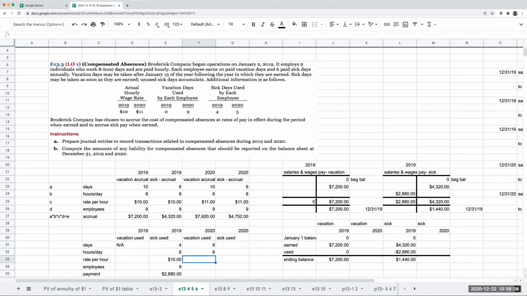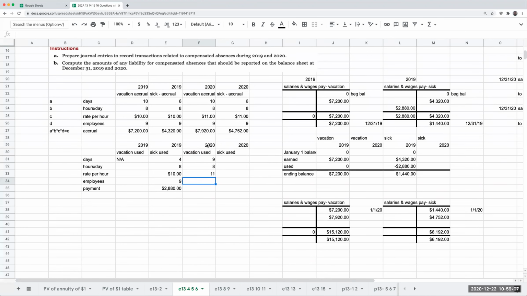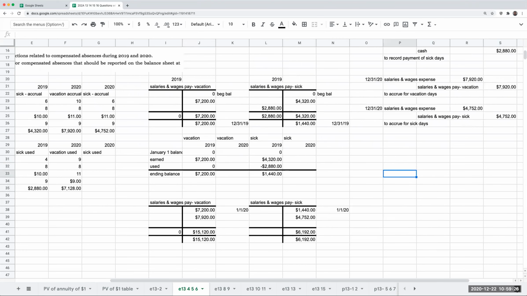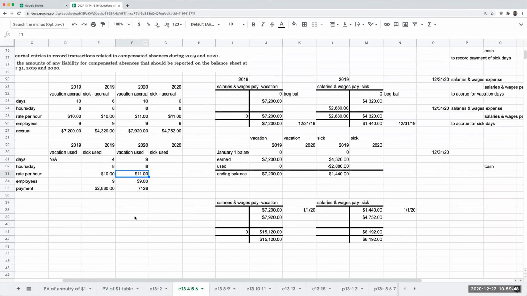What's critical here is that they're not going to get paid at their old rate. They're going to get paid at their current rate, which is 11. We may want to make a further delineation here. The rate per hour is 11, for 9 days at 8 hours, so my cash payment is going to be 7,128. That's the amount of cash I have to pay them. So that's the cash paid.